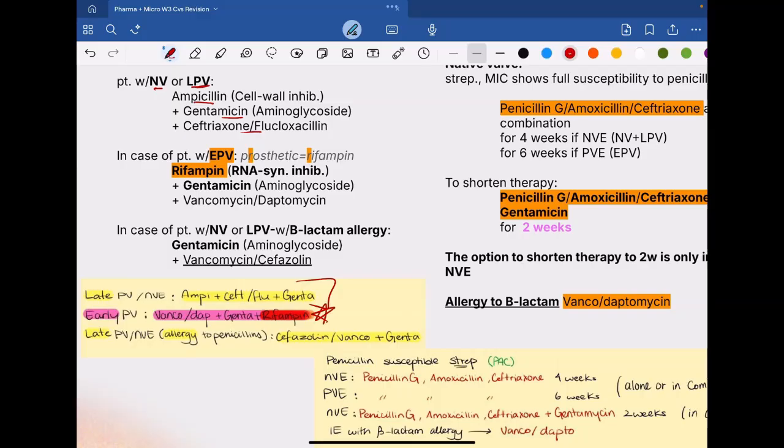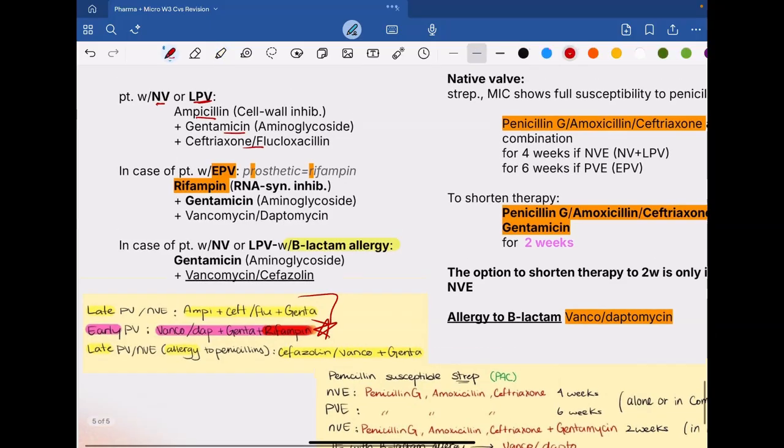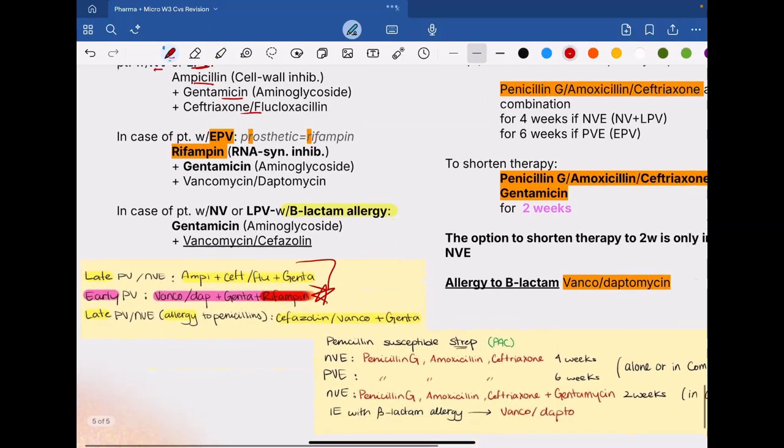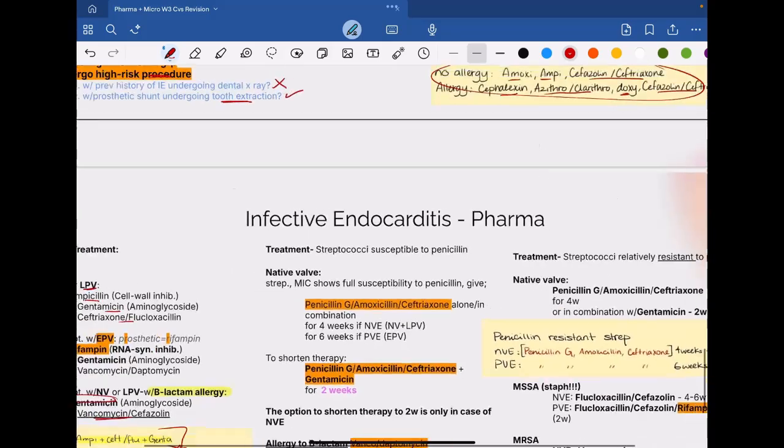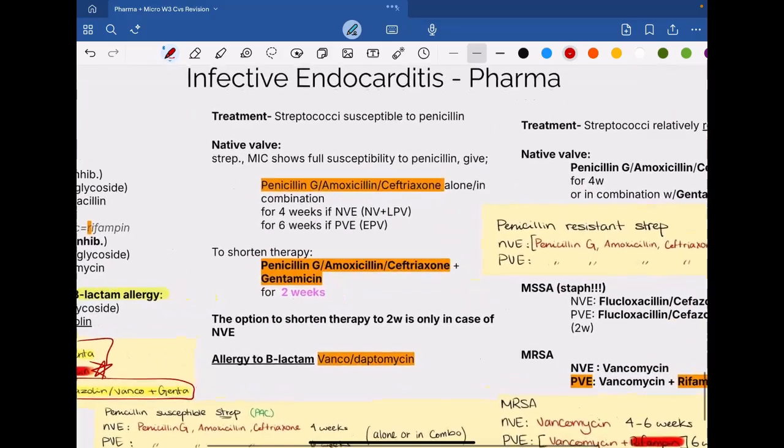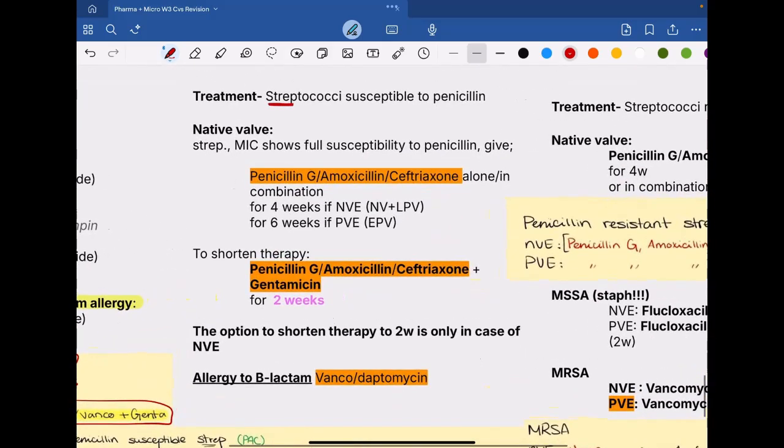In case of patients with a native valve or late prosthetic valve with beta-lactam allergy, because you can't give them ampicillin and all of that, you're just gonna give them gentamicin with vancomycin. Vancomycin or cefazolin, whichever one works. So cefazolin or vanco plus gentamicin. For treatment of strep here.